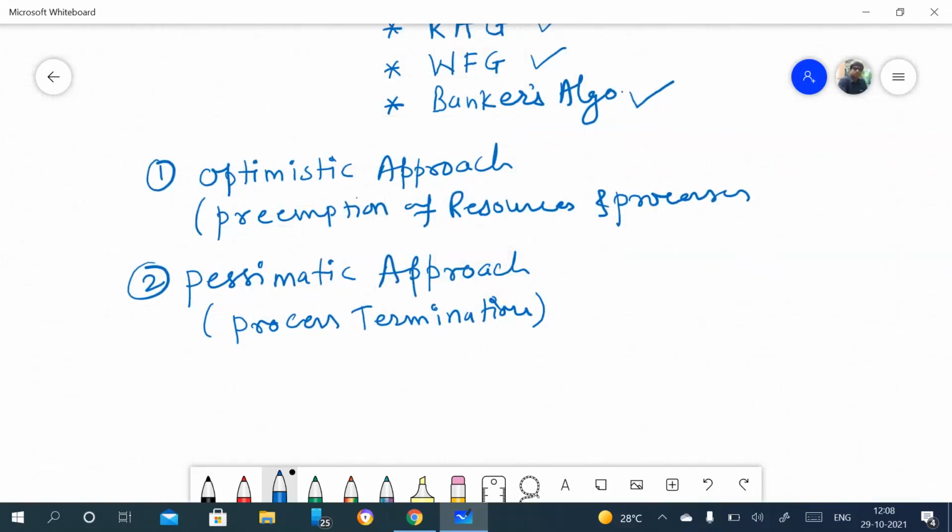So what does the optimistic approach mean? Suppose the necessary conditions for deadlock include mutual exclusion. What happens in mutual exclusion? Only one process at a time can use that resource. That is mutual exclusion. But if you use preemption of resources and also sharing, if you use the sharing concept, then again we can avoid the deadlock.